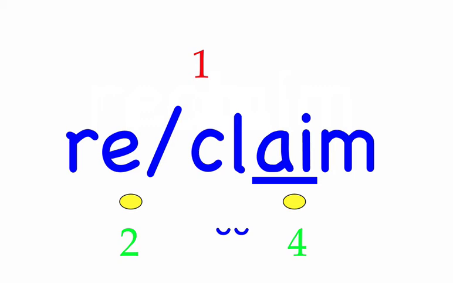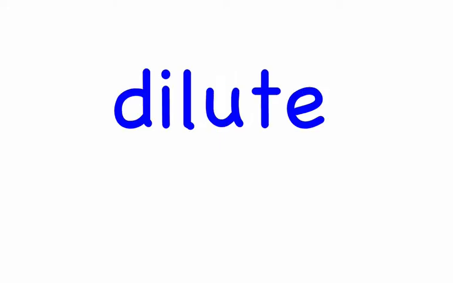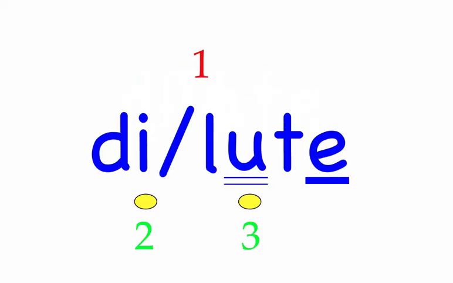Dilute. Dilute. This drink is strong and I need to dilute it. Dilute. Di, 2 sounds. D, I. Lute, 3 sounds. L, U, T. Dilute. Mark the word. Dilute.